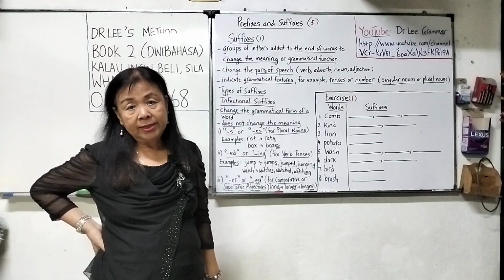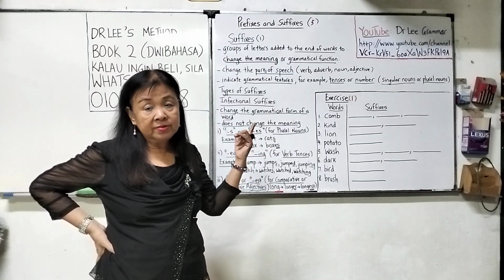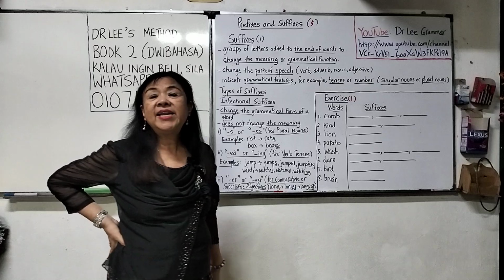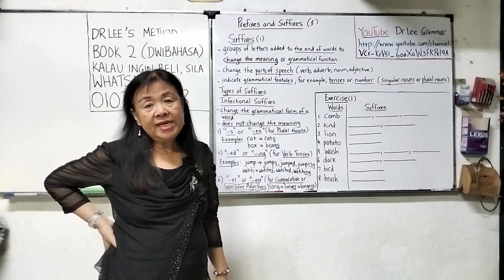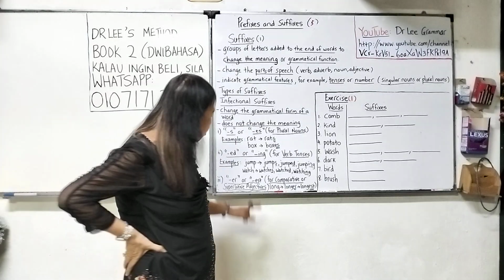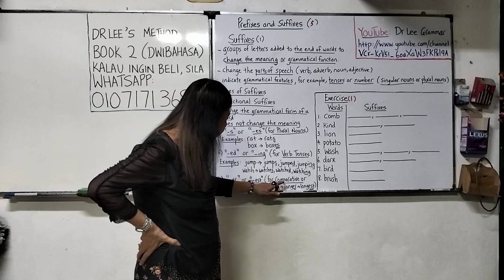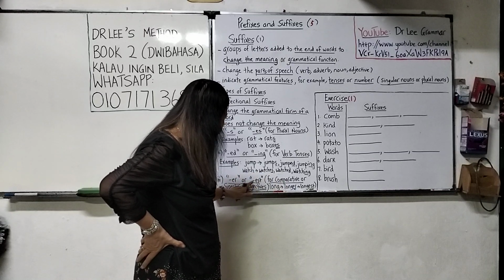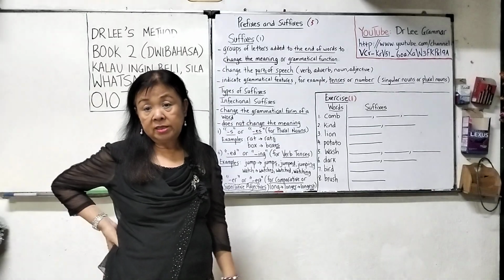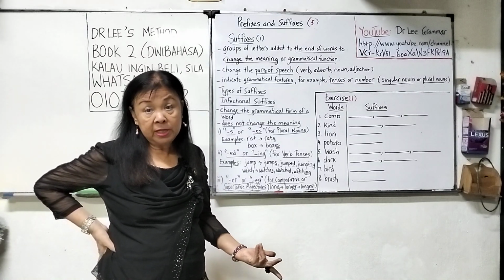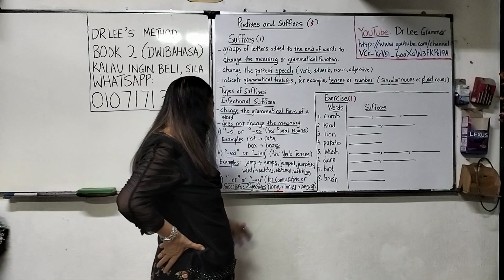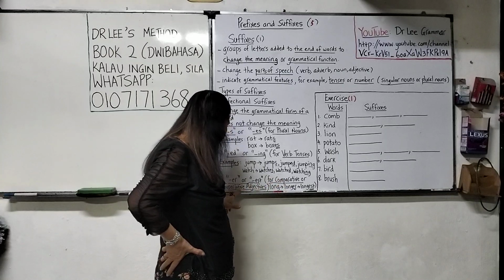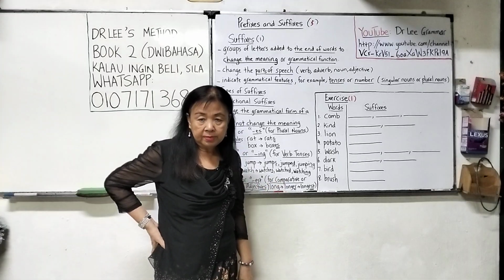And the last one of inflectional suffixes is by adding ER or EST. When you add ER, it is called comparative adjective. When you put EST, it is called superlative adjective. So an example would be long, comparative, longer, superlative, longest.